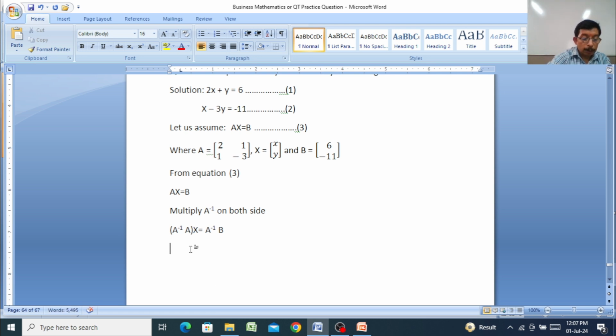We know that A inverse multiplied by A is equal to I. Then I x is equal to A inverse B. That is, x is equal to A inverse B. Equation 4.